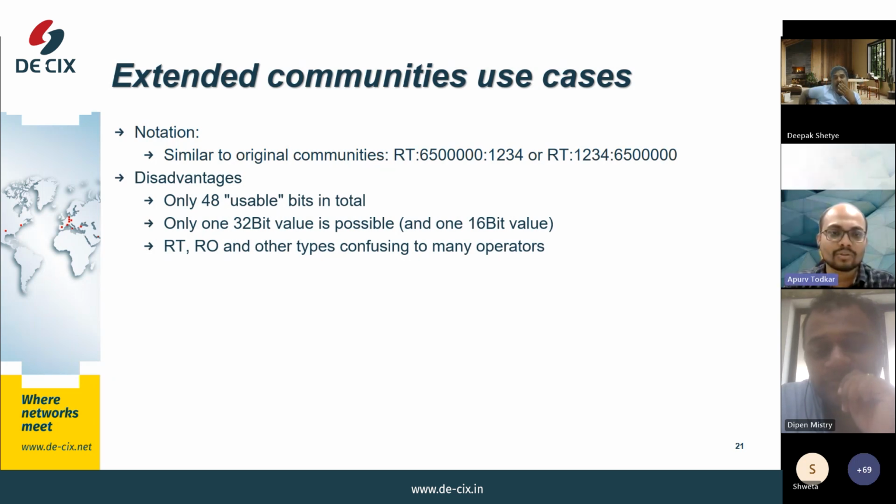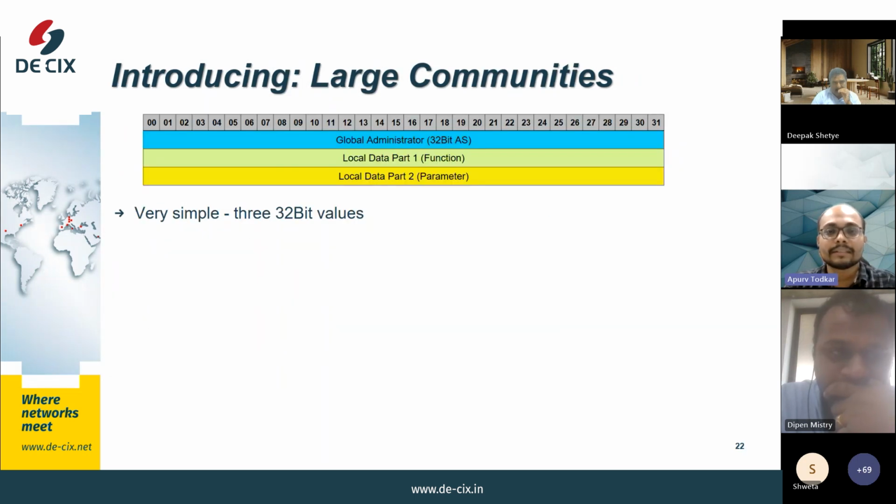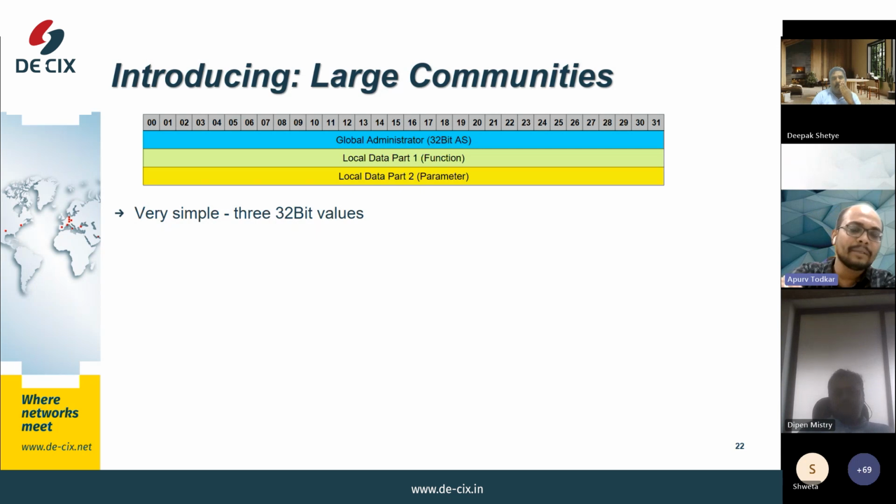Like I mentioned earlier, another type of community was needed. It actually took the IETF quite a long time to implement this. But finally, after 11 years of hard work, they came together and defined what we know as large communities today. Large communities simplify these things by taking us back to the straightforward approach. They consist of a 32-bit value without the complexity of the IANA bits and the transitive bits altogether, or any other type of flags that we had previously. So just three simple 32-bit values we have.